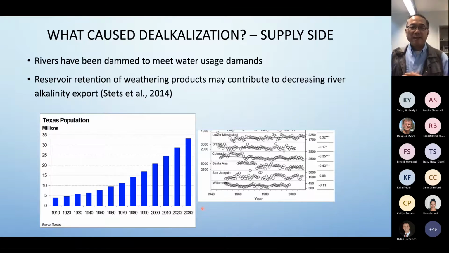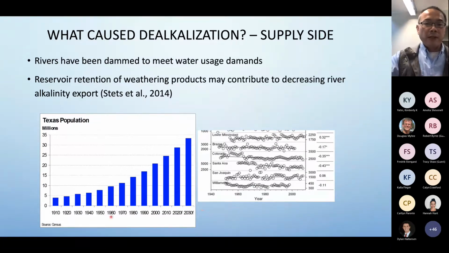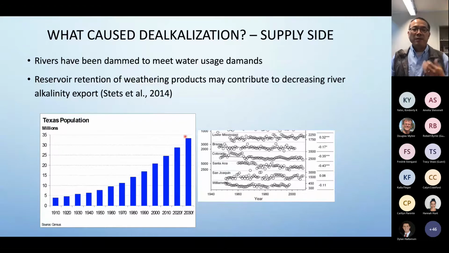Okay, so let's look at the rivers. On the bottom panel, you can see the history of the Texas population up until the recent decade, and the last two columns are just projection. So this is based on census data. Because of the increase in population, there's an increase in industry, agriculture demands, and a lot of other things. There is really a need for keeping the water on land, building reservoirs and keeping water there.